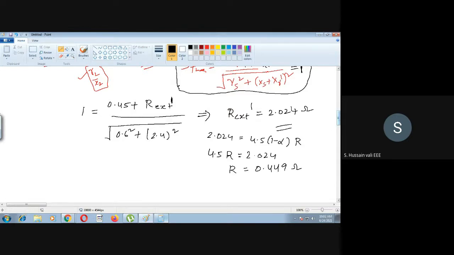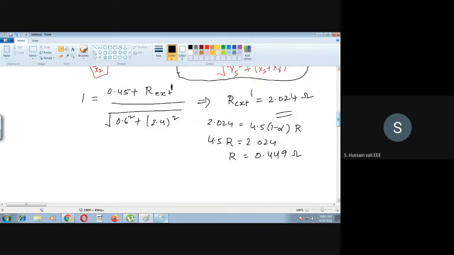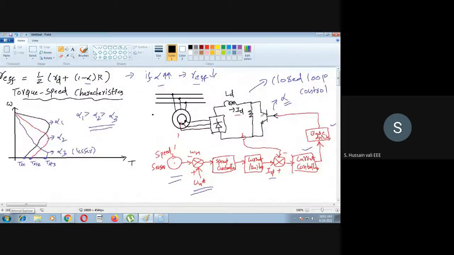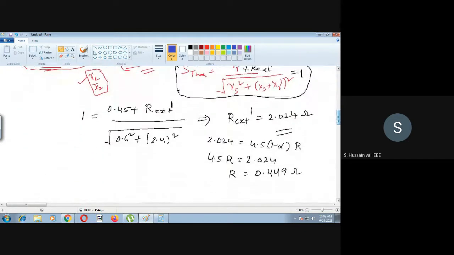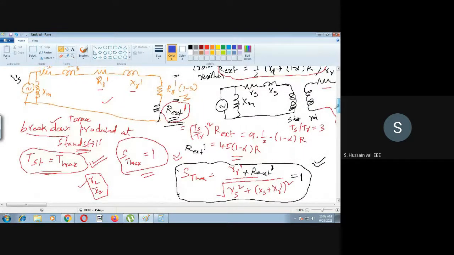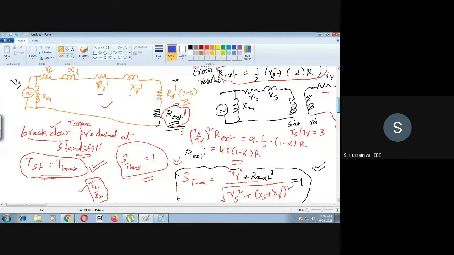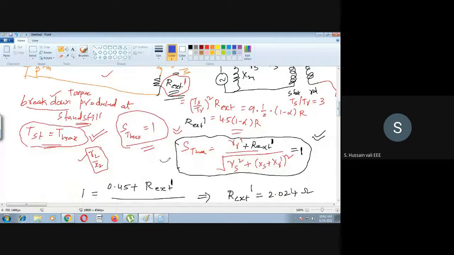So this is the value of R you add in the external resistance. Which circuit diagram is that? Let me show. Yeah, this is the R here. This is R. So this R value we found at the end. So what is the logic here? What we did is we drew the equivalent circuit so that we get some clarity. Then we got this equation. You can use this equation also. TST is equal to Tmax also. Then also you will get the data.